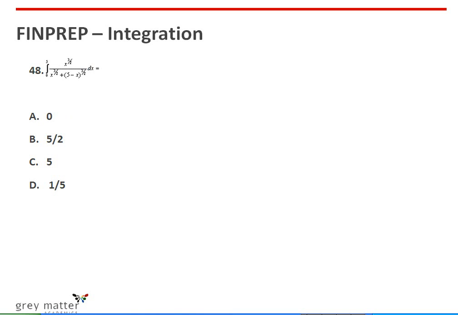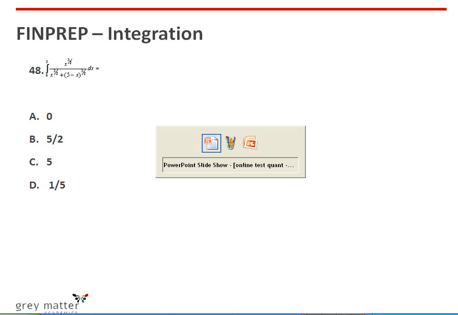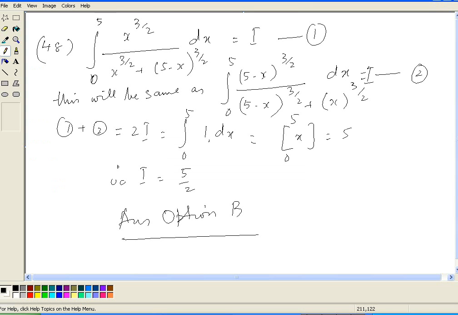48th question: integral from 0 to 5 of x power 3 by 2 divided by (x power 3 by 2 plus (5 minus x) whole power 3 by 2) dx. Going to our work area, if you call this equation 1, equal to some I, this will also be the same as the integral from 0 to 5 of (5 minus x) power 3 by 2 divided by ((5 minus x) power 3 by 2 plus x power 3 by 2) dx, which is also equal to the same I. Call it equation 2.